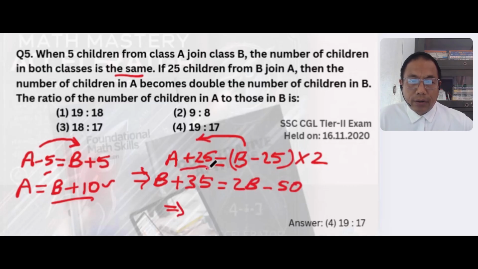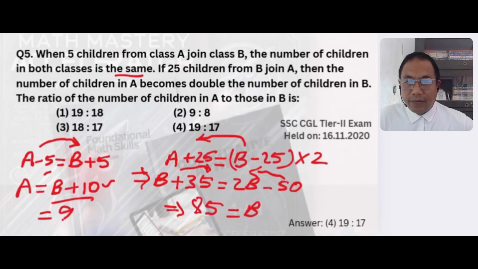To the right, 2B minus B is B. Transfer this to the left, 50 to the left. Minus will become plus. 50 plus 35 is 85. The value of B here: 85 plus 10 is 95.